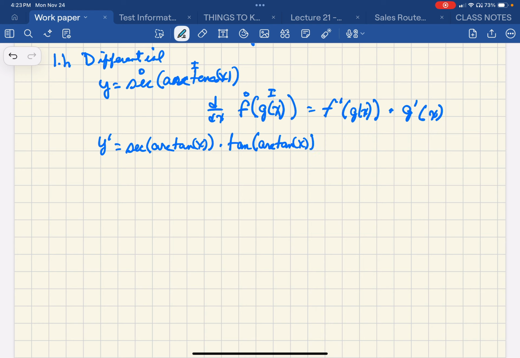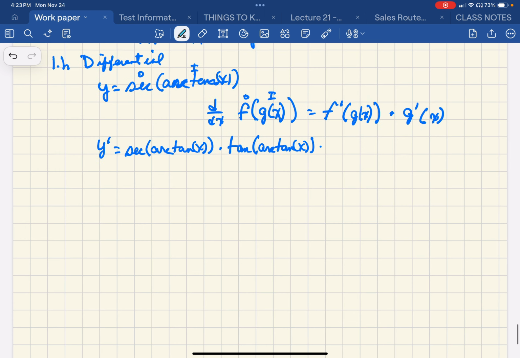And so that gives us the differential of the outside function. Now we multiply that by the differential of the inside function. The differential of the arctangent of x is equal to 1 over 1 plus x squared. So that's our differential of the equation.